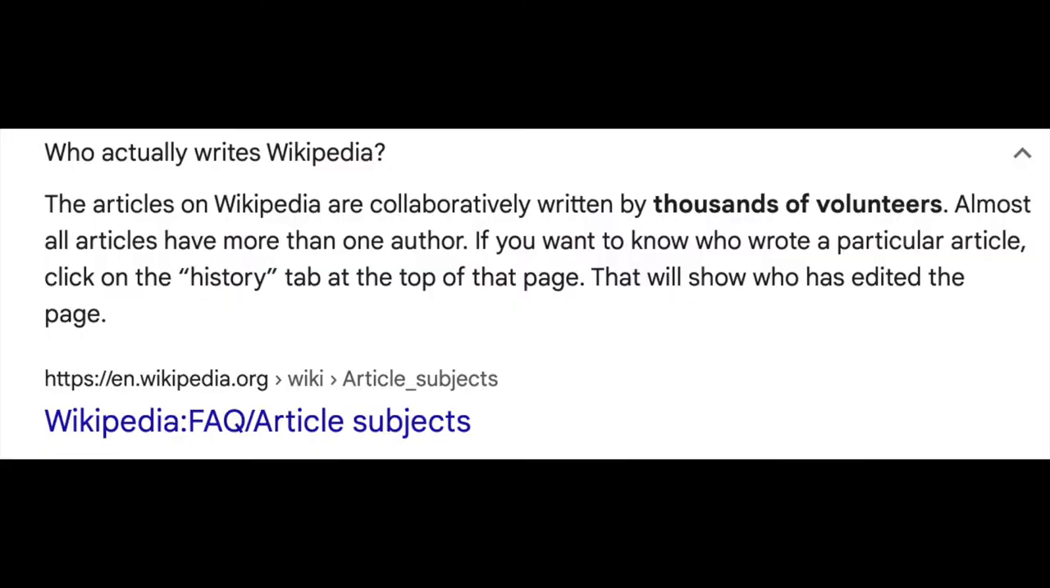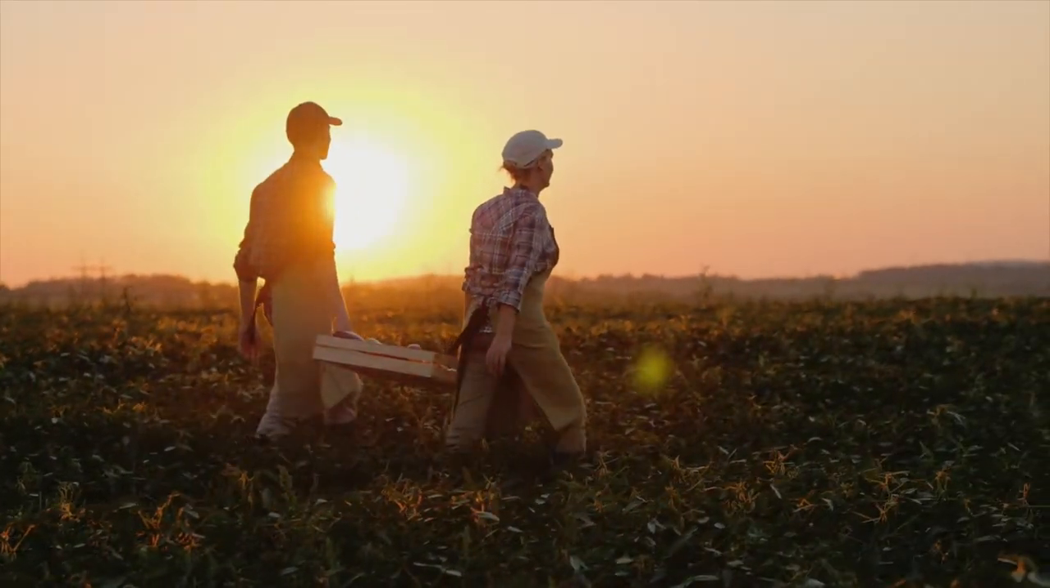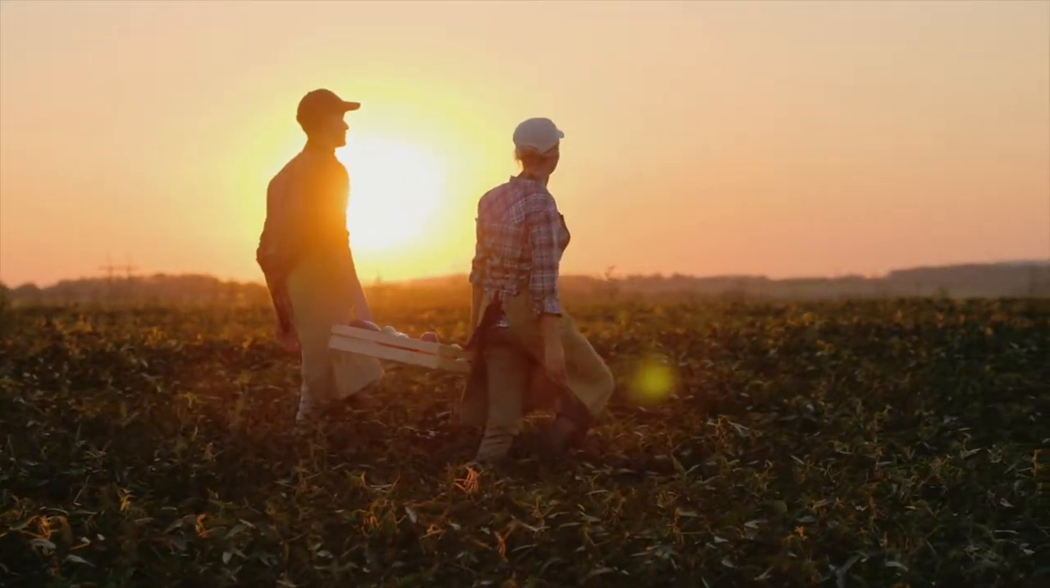I could go on Wikipedia and I could write an article about, I don't know, farming, how to raise cows, rear cows, whatever the term is. But I know nothing about that. And I could put that out there on the internet. I could put that on my blog if I want. So that wouldn't be credible because it's coming from somebody who knows nothing about the topic.